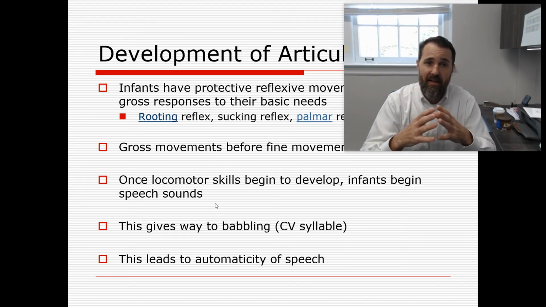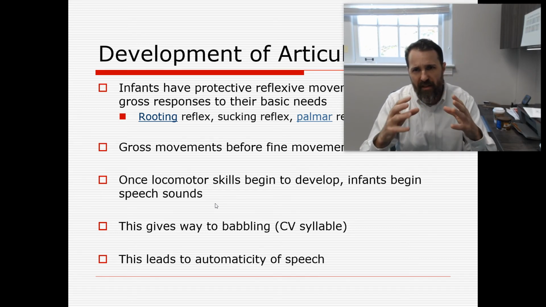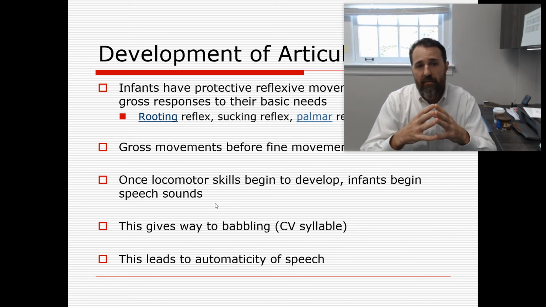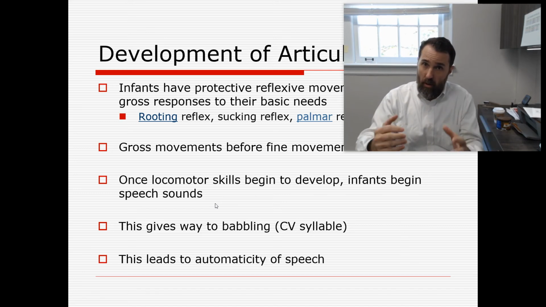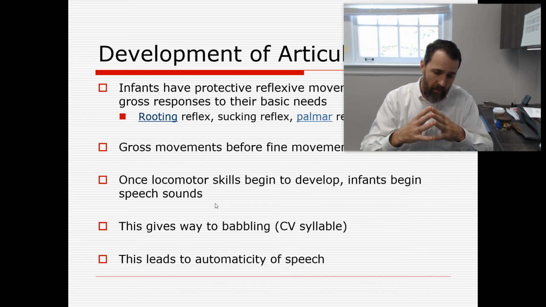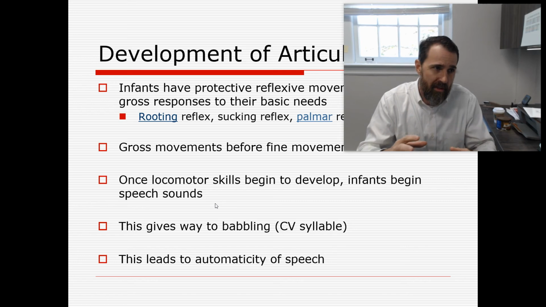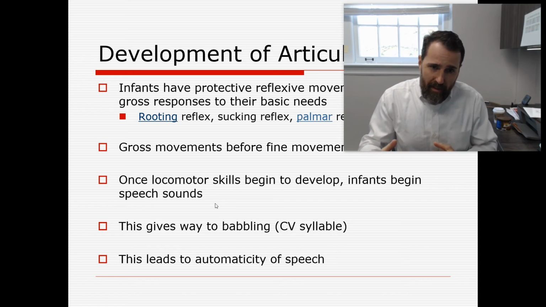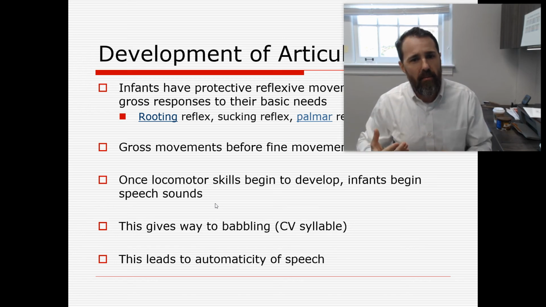All right, so there you see an example of the rooting reflex. So movement begins first with reflexive actions on the part of the infant. And then they slowly begin to develop their gross motor skills. And this is moving their arms volitionally, learning to crawl. The development of gross motor skills begins before the development of fine motor skills. So once that baby starts crawling, that tends to be the initiation of fine motor skills.